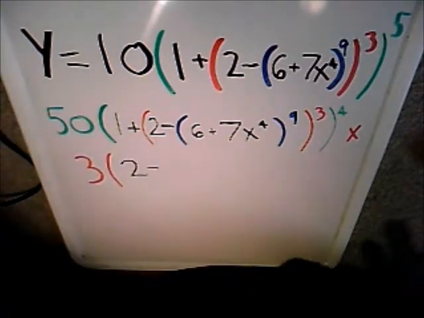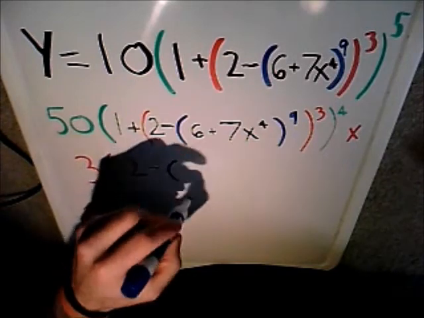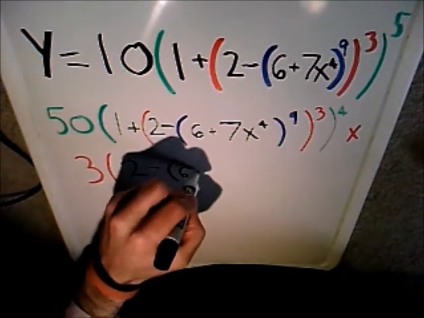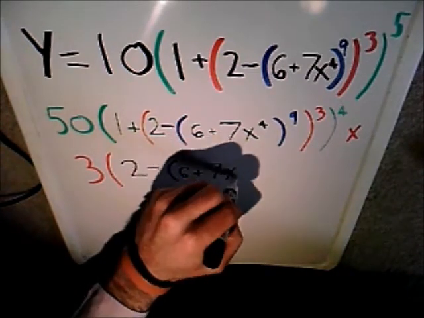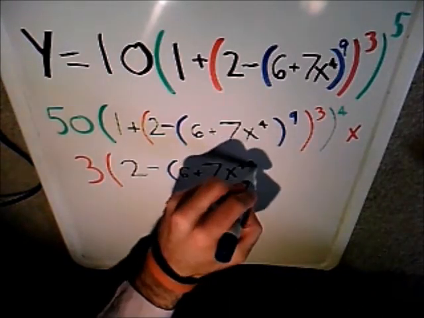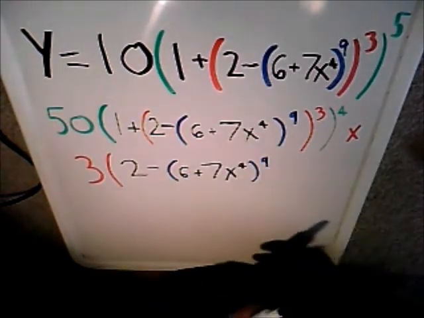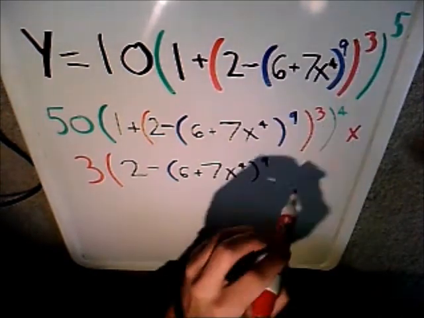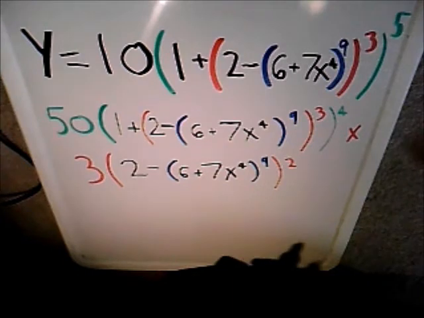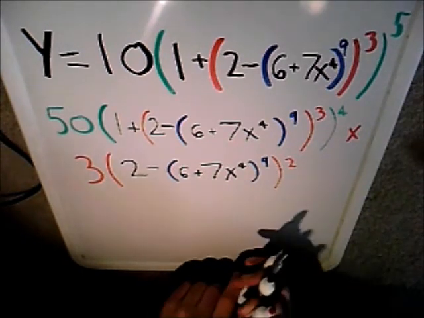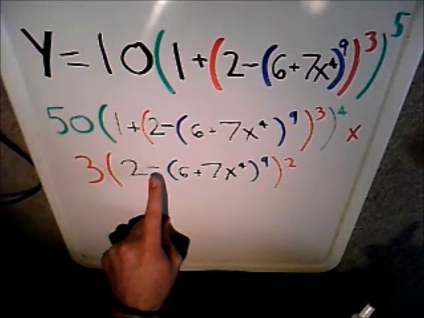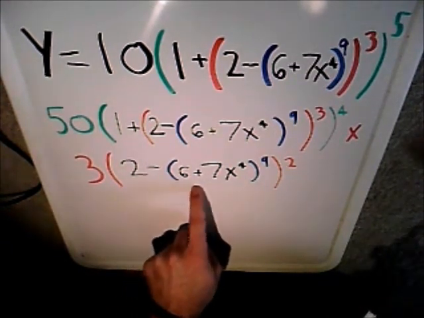2 minus 6 plus 7x to the 4th. Now, since we brought this 3 down, this is going to become a 2 here. Very good. Now, we have to multiply by the derivative of the function inside here. Once again, the derivative of a constant is 0. But keep in mind this negative sign is going to turn this into negative.